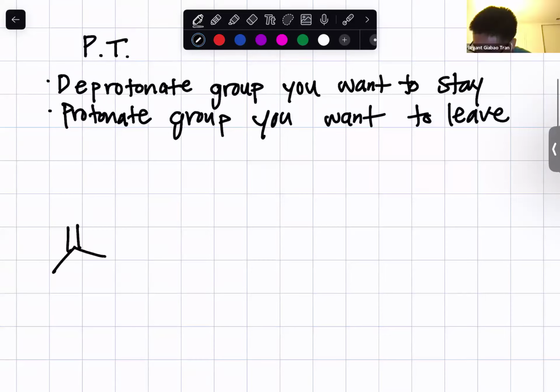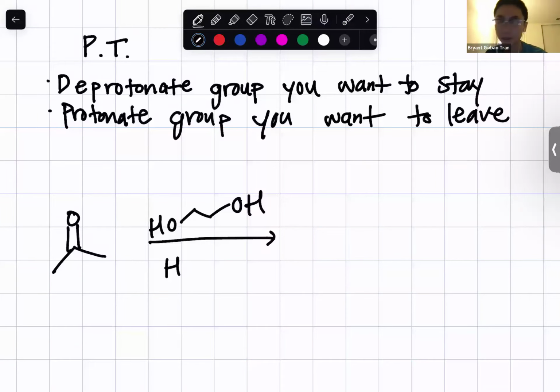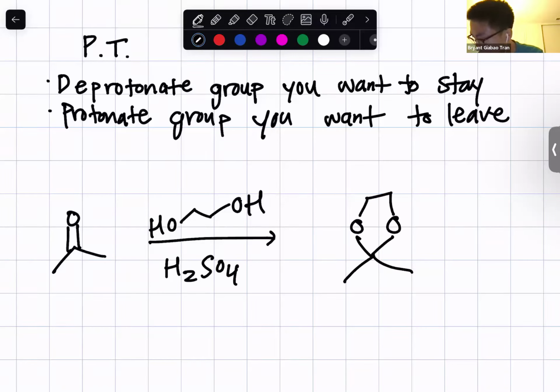Let's say we have this carbonyl here. If we put that carbonyl through this diol, the two alcohols with CH2 and CH2 separating those two, under some kind of acid catalyst, which could be H2SO4, H3O plus, or even HCl, a non-nucleophilic alcohol. I'm just going to use H2SO4, but you could also use H3O plus. What you're going to get is this cyclic acetal, where this is an acetal because that carbon has two OR groups, and specifically a cyclic one because it's in a cycle.